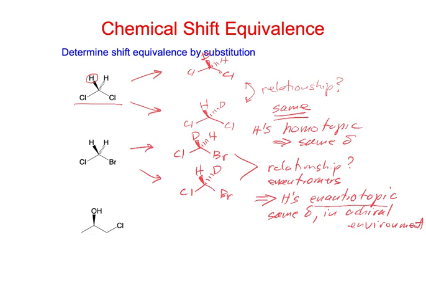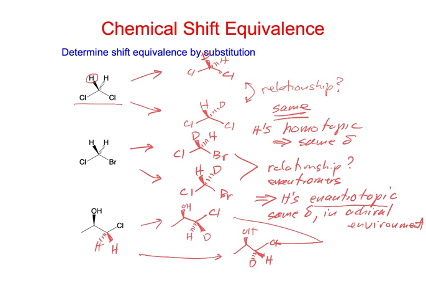We're going to talk about these two protons here. All right, so we're going to do the same thing. So I'm going to put this one deuterium, H, and then I'm going to keep this the same. This one's going to be a D and an H. So what's the relationship between those two compounds?